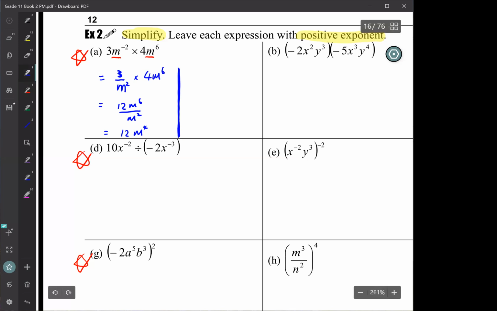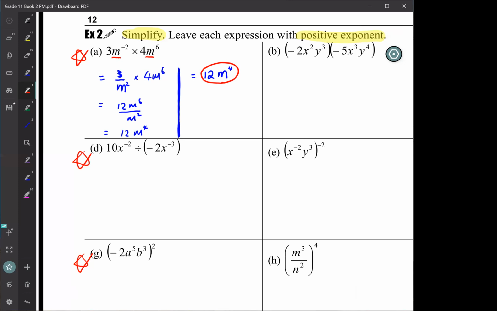The coefficients multiply together. 3 and 4 multiply right away, so that makes it 12. And because you're multiplying the two m's together, the exponents add up. So Angela, what's negative 2 plus 6? Positive 4. Yeah, so you can see that it goes to the answer directly. Okay, makes sense?